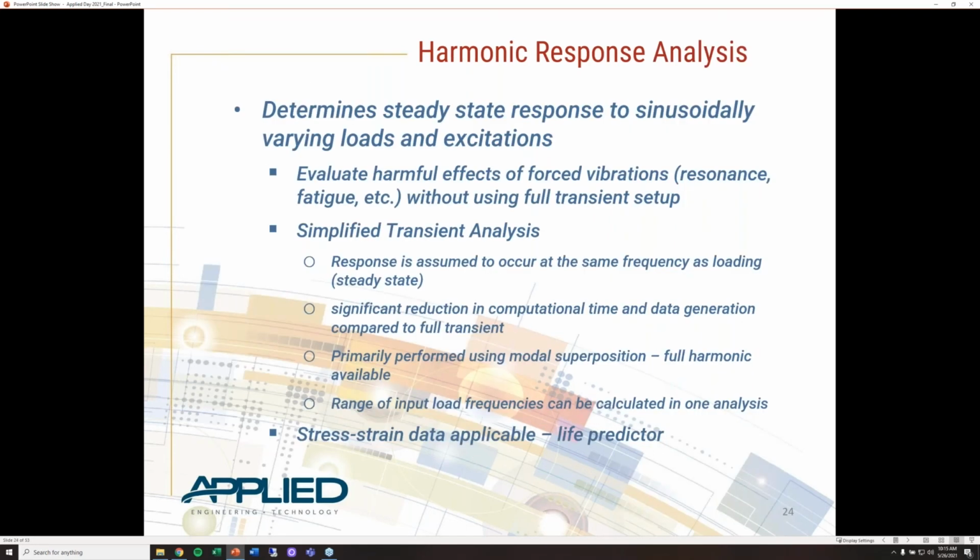Moving on to harmonic response analysis. Harmonic response analysis determines the steady state response to sinusoidally varying loads and excitation. So here we're actually applying a load or a forced vibration, okay? Whereas in modal analysis, we're just calculating an intrinsic property of the structure. In harmonic response analysis, we're actually applying a forced vibration. We can use this environment to evaluate the harmful effects of forced vibrations, things like resonance, or look at fatigue life, things like that.